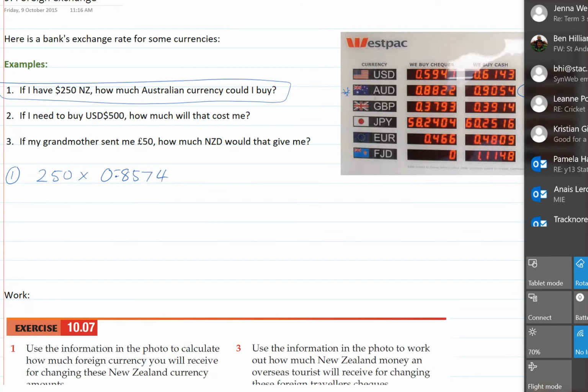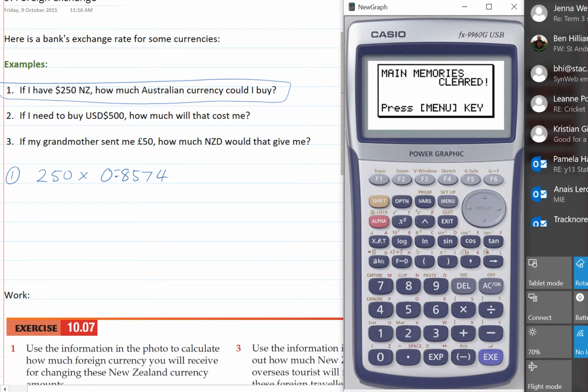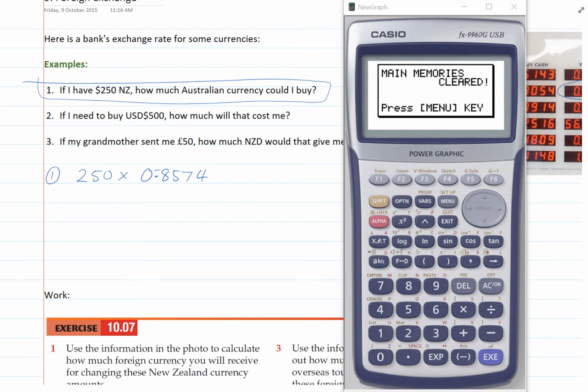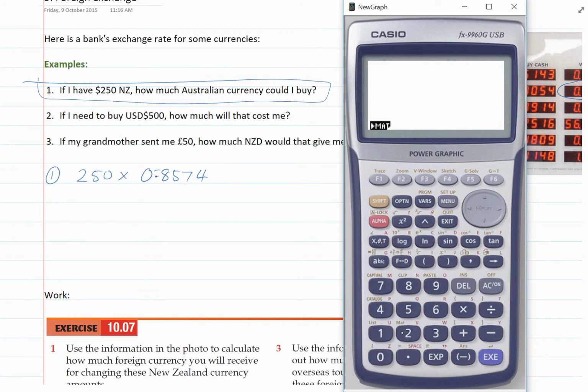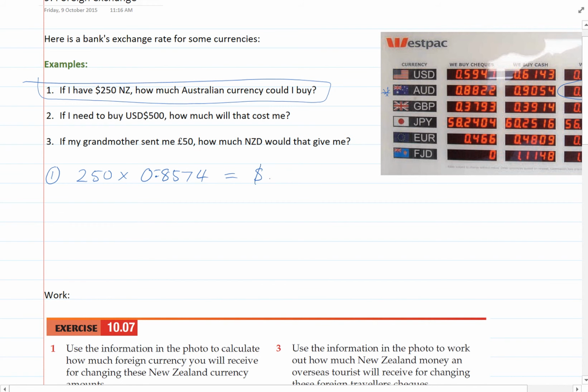So let's bring that up. Here's my calculator. Okay, so 250 times 0.8574, so $214.35. What we'll do is we'll write AU dollars to show that it's Australian, and that was $214.35. So basically, when you go to Australia, your New Zealand money's not worth as much, which most of you know is true. Okay, question 2 says, if I need to buy $500 US, how much will that cost me?